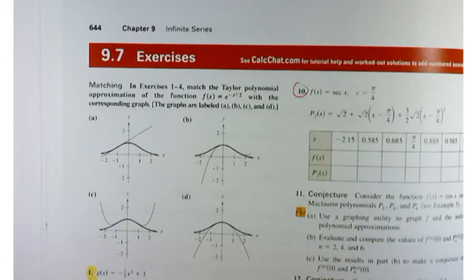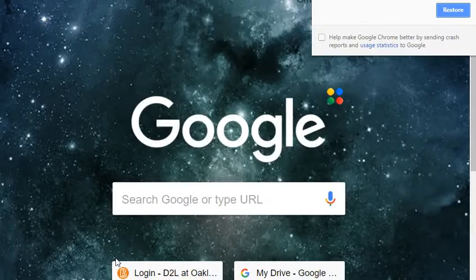So section 9.7, we're going to calculate Taylor polynomials. Taylor polynomials get their name from a mathematician by the name of Brooke Taylor, although he's not the first person to study this. The first person to study this goes back a ways.